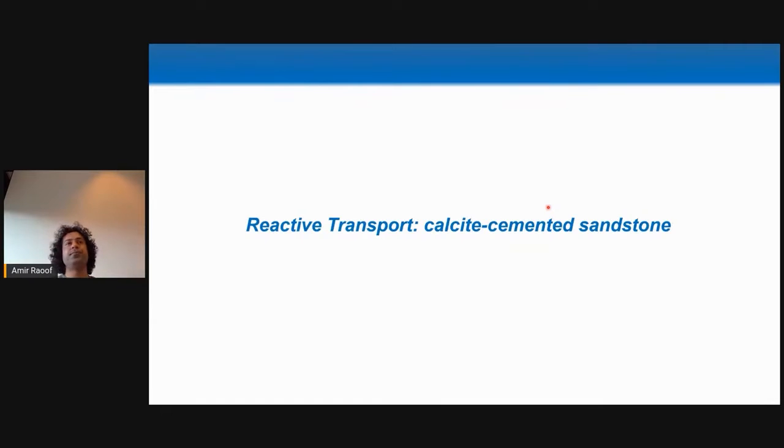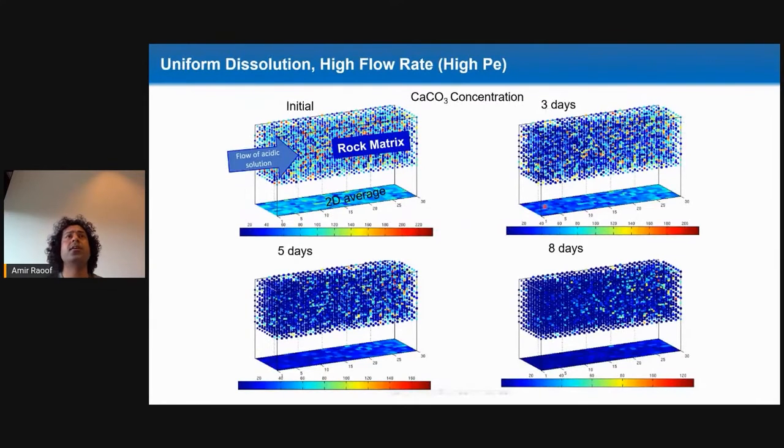And now I move to another example of reactive transport, with a sandstone, where you have a rock that is not all made up of calcium carbonate, but a percentage of it is cement. You can see the initial sample, and the color shows the reactive mineral. If you continue for a few days to inject acidic solution into it, over time you're dissolving the reactive minerals. That's an intuitive thing, which the model would also show.